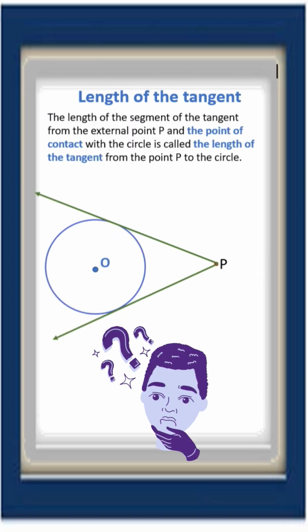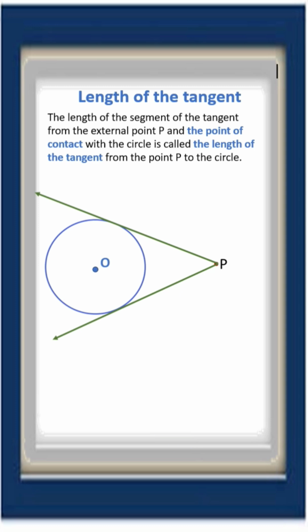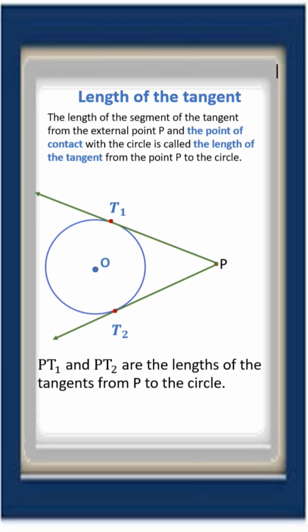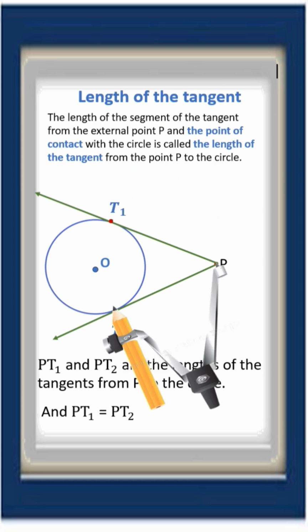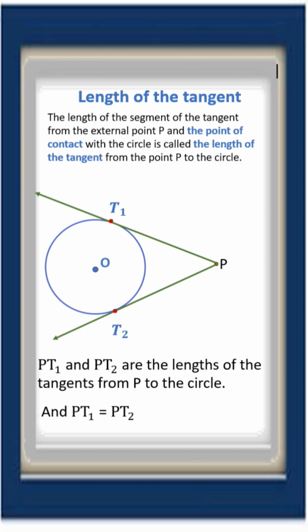Length of the tangent. The length of the segment of the tangent from the external point P to the point of contact with the circle is called the length of the tangent from the point P to the circle. Now the points of contact here are T1 and T2. So PT1 and PT2 are the lengths of the tangents from P to the circle, and PT1 is equal to PT2. So let us check. This is the length of PT1, which is equal to PT2. So now we have PT1 is equal to PT2.